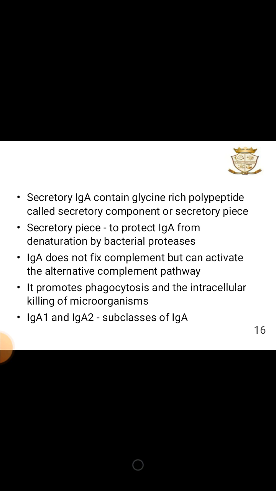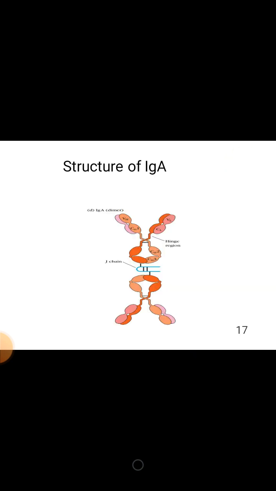It protects IgA from denaturation by bacterial protease. IgA does not fix complement but can activate the alternative complement pathway. It promotes phagocytosis and the intracellular killing of microorganisms. IgA1 and IgA2 are the subclasses of IgA. This is the structure of IgA.